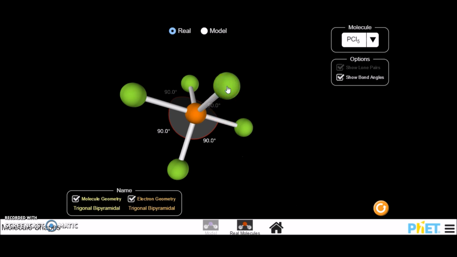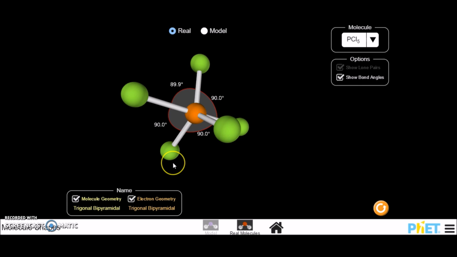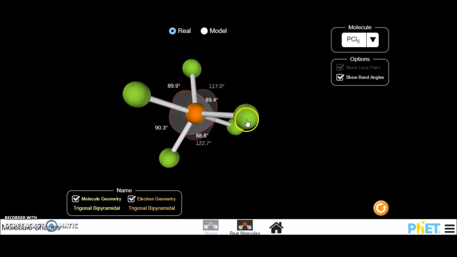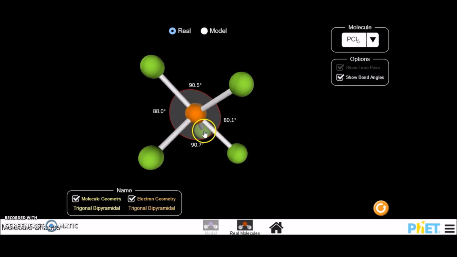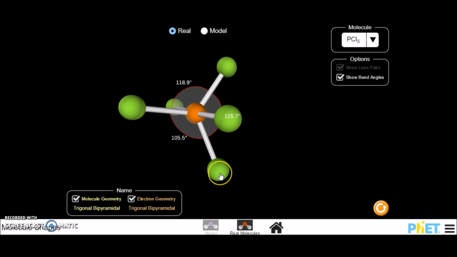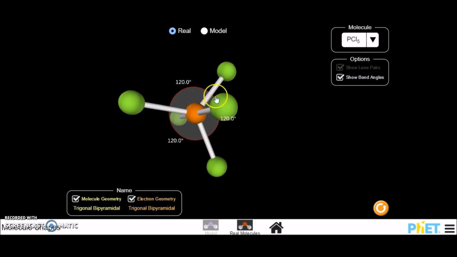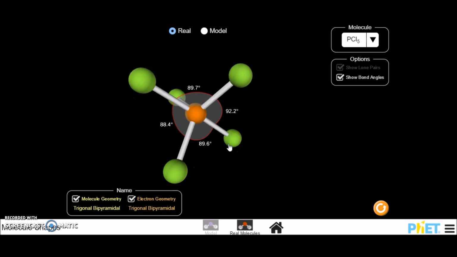Here is a lovely one, PCl5. This one comes up a lot. It is trigonal bipyramidal, which means if I just make that bit flat for you, we're going to have a triangle with the top of a pyramid and a bottom of a pyramid. The bond angles in this one, 120 or 90, depending on which angles you are looking at. So be careful with this one, because it is one of the tricky ones that has two different types of bond angles.